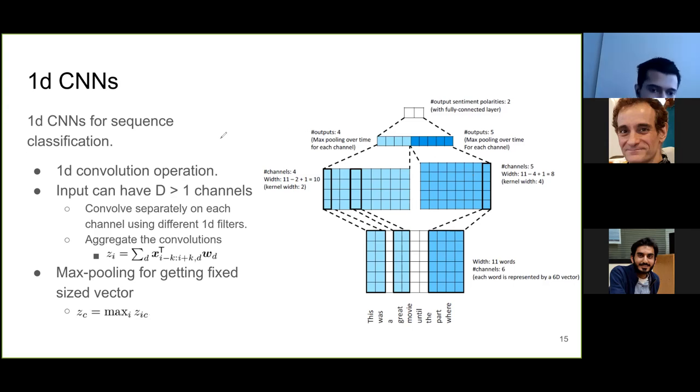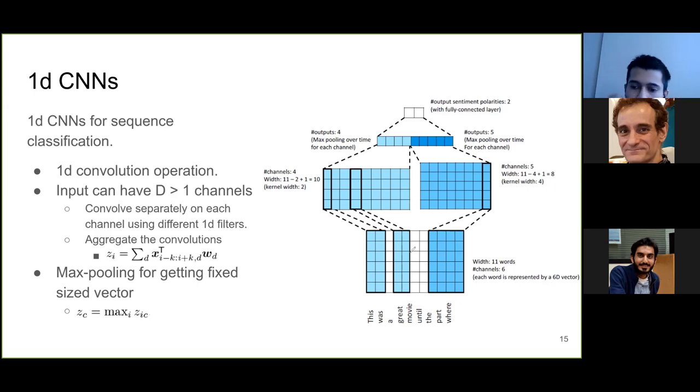So we have a 1D convolutional operation, and the input could have multiple channels. Usually the channels are convolved separately, and then the outputs of the channels are aggregated to produce the output. The input size usually varies for sequential data. We could keep the outputs fixed by using max pooling.